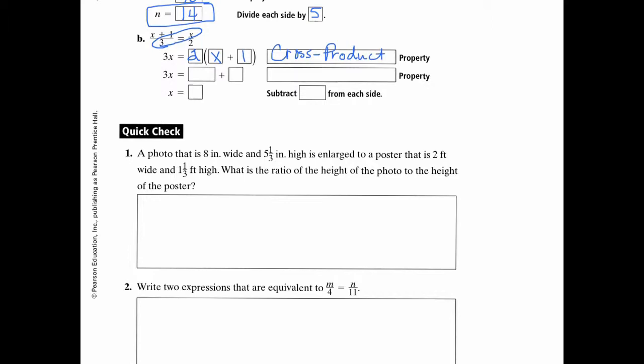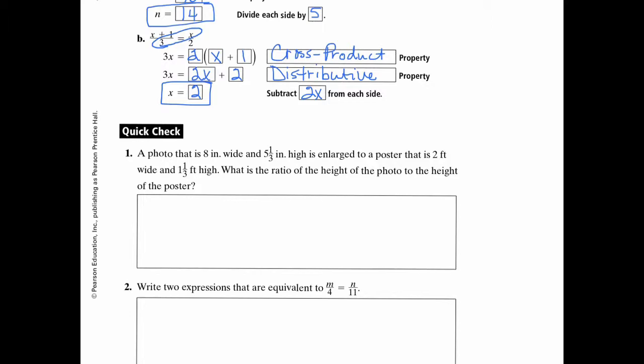And then I need to use what property to get this solved? Distributive. We're going to distribute that too, so that's distributive property. Okay, so that gives me 3x equals 2 times x is 2x plus 2 times 1 is 2. And then wouldn't I simply subtract the 2x from the 3x to get x, right? So I'm going to subtract that 2x. 3x minus 2x is x, and then that will equal 2. So my answer is x equals 2. Any questions there?